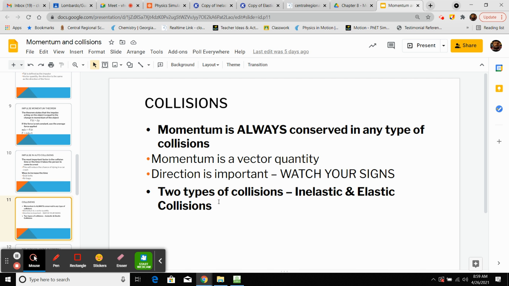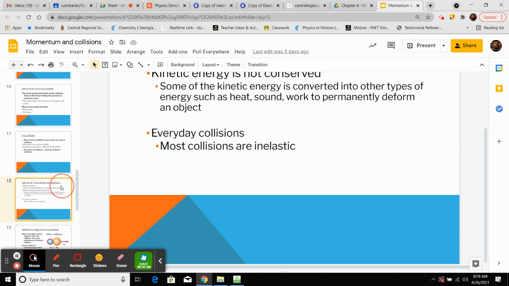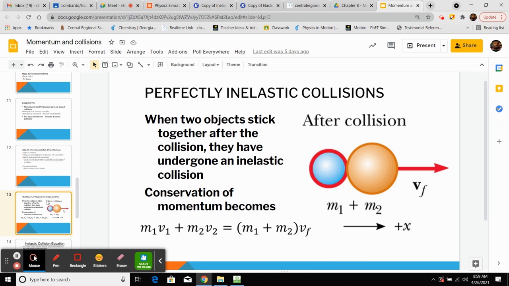Now, the two types of collisions that we're going to work on are perfectly inelastic and perfectly elastic collisions. Most collisions in the real world are just inelastic, not perfectly. So what is that? It's when objects hit each other, something's going to deform. They can stick together or they can bounce off each other. Kinetic energy is not going to be conserved. So some of that energy is going to be converted into other things, such as heat, sound, or work that's used to permanently deform the object. So everyday collisions, most of them are inelastic. But we are going to deal with perfectly inelastic.